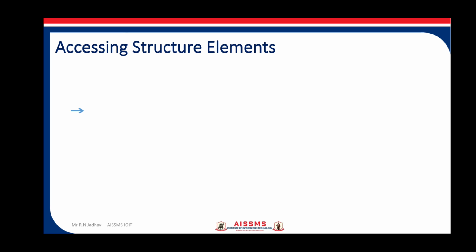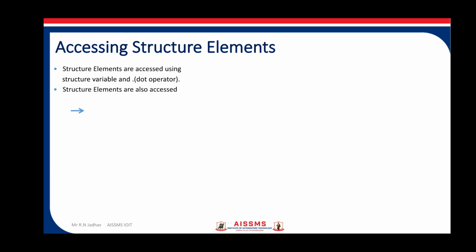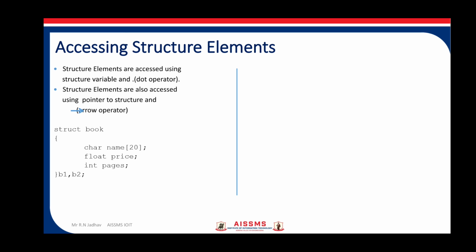So how do we access the structure elements? Structure elements are accessed by using a dot operator, and they can also be accessed by using a pointer, where we can use the arrow operator. Let us see an example of how to access the structure elements. If this is my structure and I have created two variables b1 and b2, how can I read the name, price, and pages for these two books? By using a dot operator.